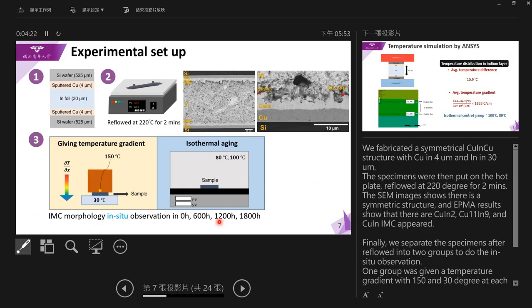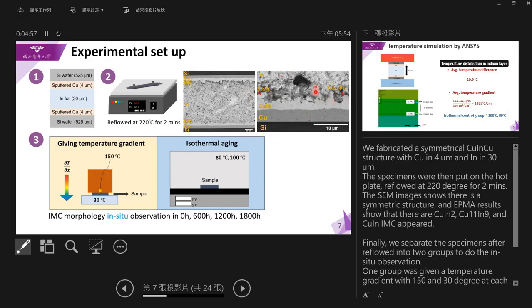We fabricated a symmetrical copper-indium-copper sandwich structure with copper at 4 micrometers and indium at 30 micrometers. The specimens were put on the hot plate and reflowed at 220 degrees for 2 minutes. The X-ray image shows a symmetric structure of copper, IMC, indium, IMC, copper. With the EPMA analysis, we can identify these IMCs as the copper indium 2 and copper 11 indium 9 phases.